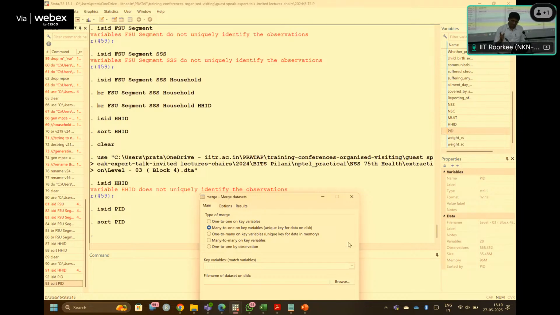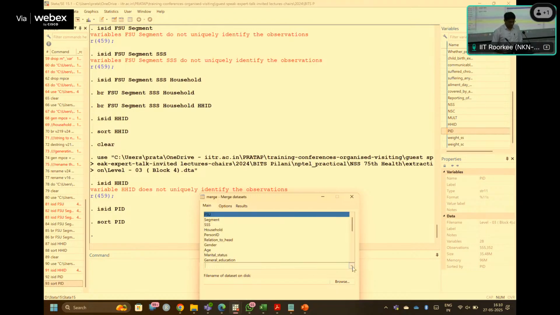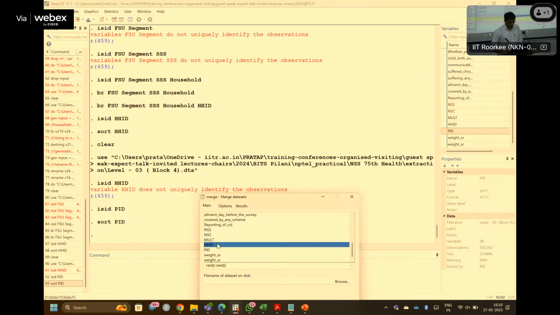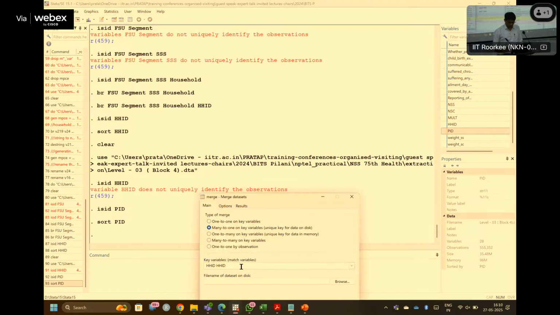So we have already checked the previous file, the household file, which has HHID and was uniquely identified. So let's check. I'll just take HHID over here. M is to 1. So HHID, then the file. Which file name? File number 2, the other file which I wanted to merge.